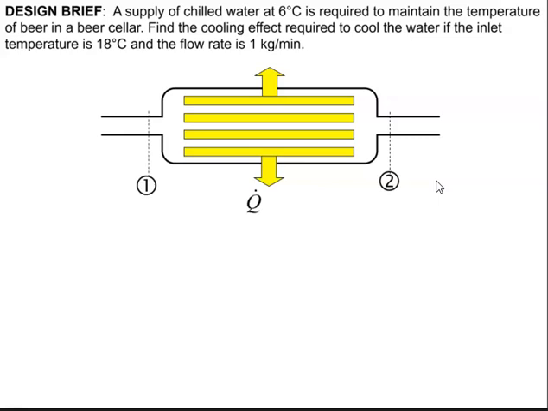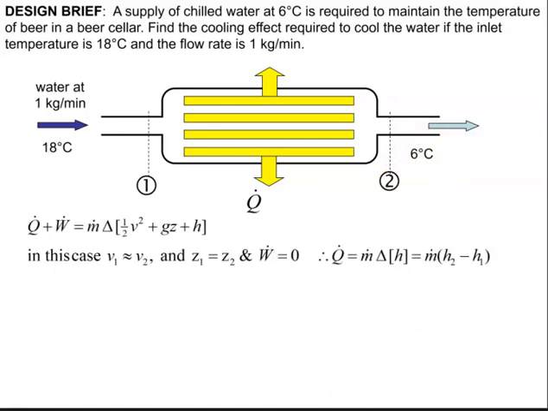So we are cooling it down, which means we're taking the heat from the water or a fluid or a beer, and we're actually throwing it into the atmosphere. So we need to find out how much heat we are taking every second or every minute or every hour and throwing outside. Now this is mainly water. So water at 1 kilogram per minute, 18 degrees, comes out at 6 degrees.